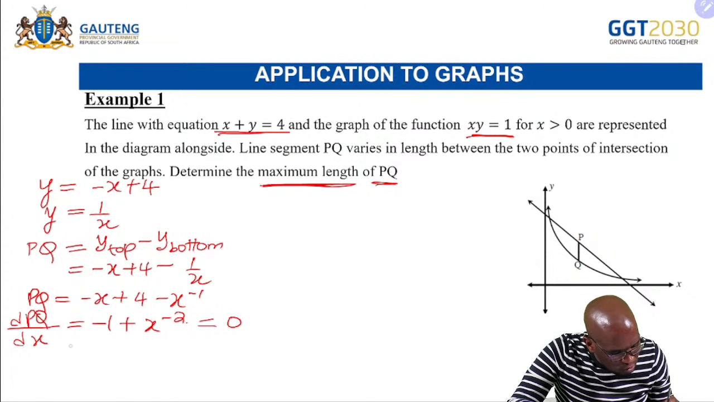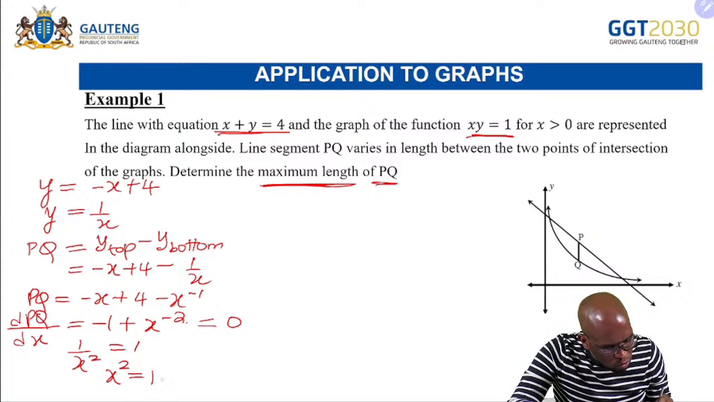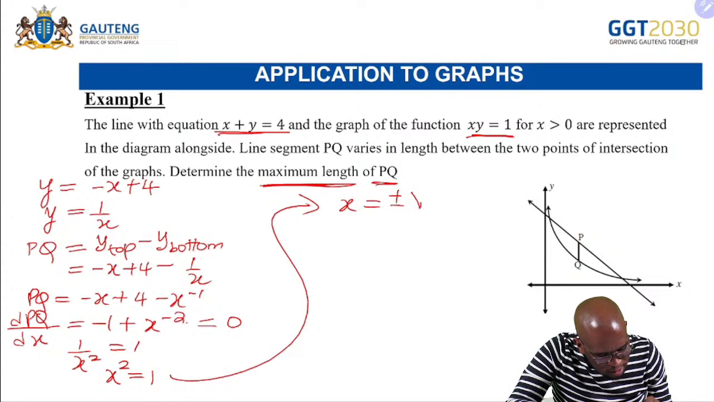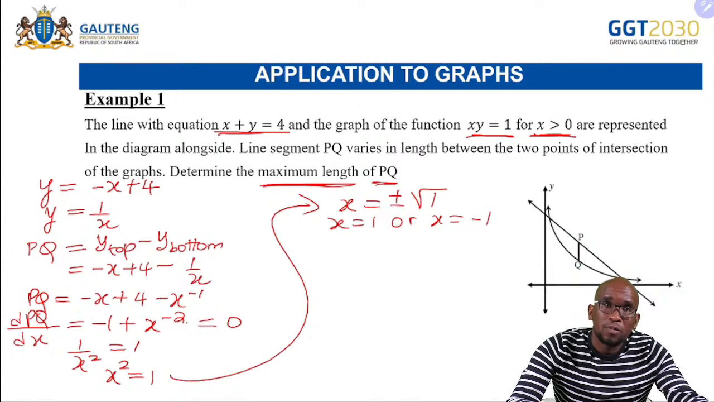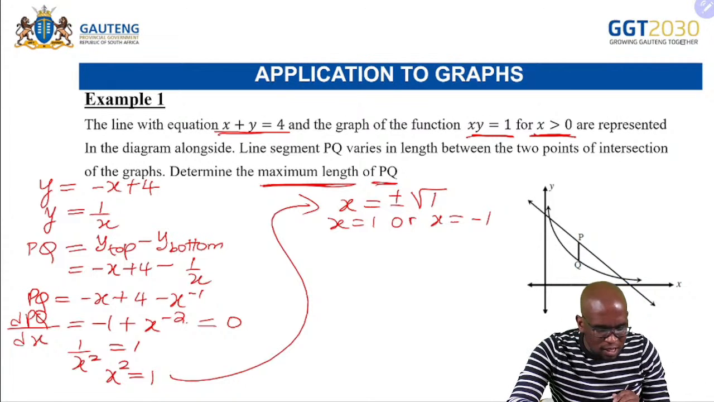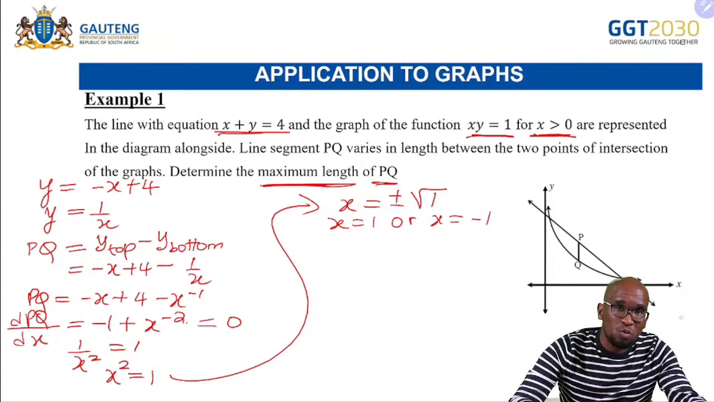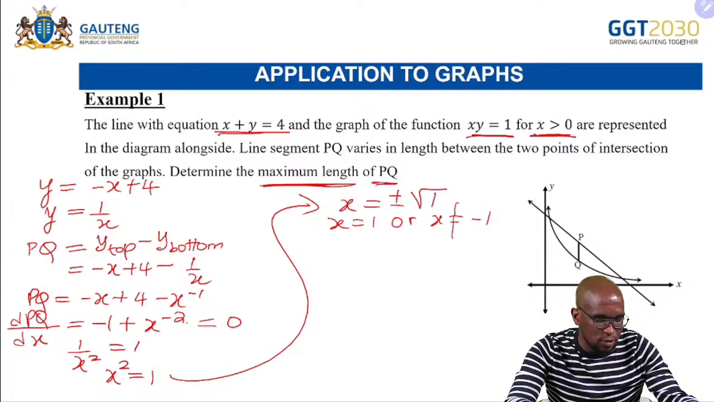Now we transpose the 1, and we get that 1 over x squared is equal to 1. Simplifying this, we get that x squared is equal to 1. X would be plus or minus the square root of 1, so x would be 1 or x would be minus 1. Now going back to the statement there, they said x should be greater than 0. X is positive. Even if that statement was not given, if you check the graph itself, you see that the graph lies in the first quadrant where both x and y are positive. So we are going to exclude minus 1.